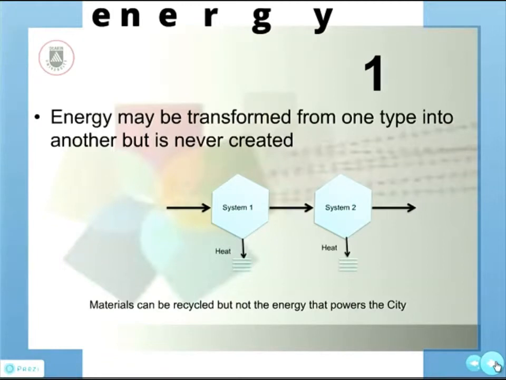So every single process, whether it's system 1 and system 2, you got energy into it, it loses heat and transforms the energy into another secondary form, system 2, loses heat again, and so on. So this is the first one. So for us, materials can be recycled in cities, but not energy, because energy can always end up as heat.